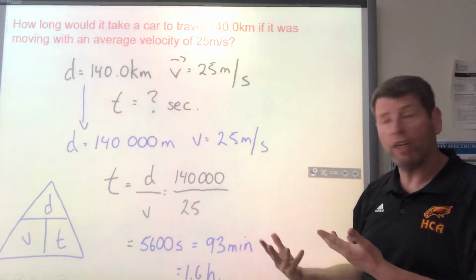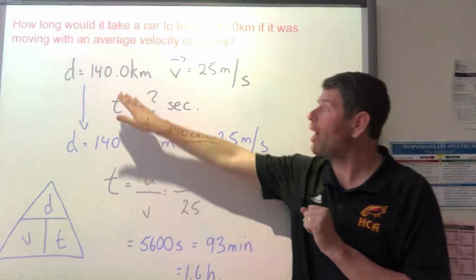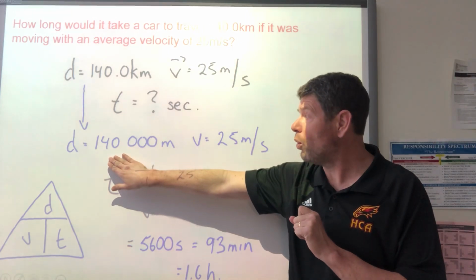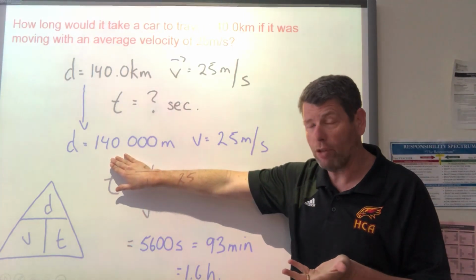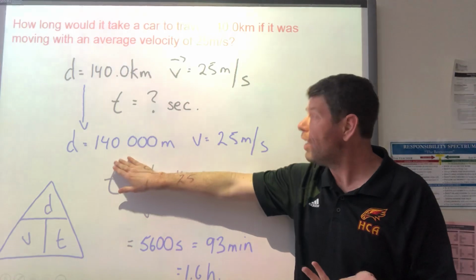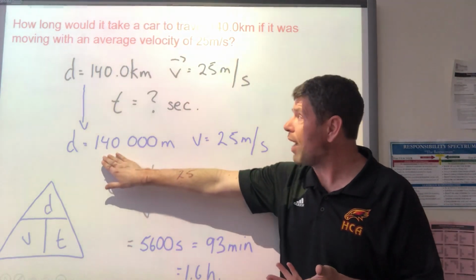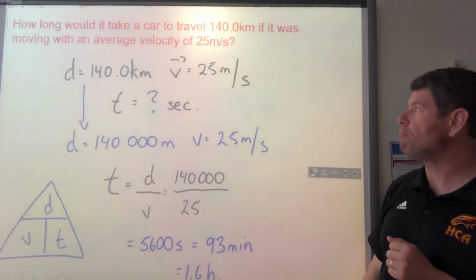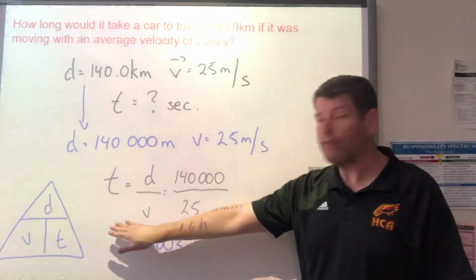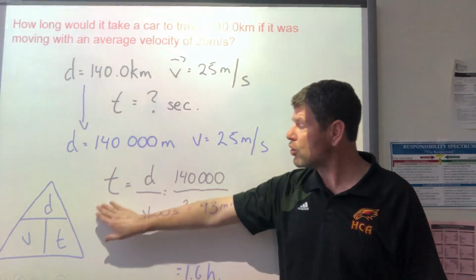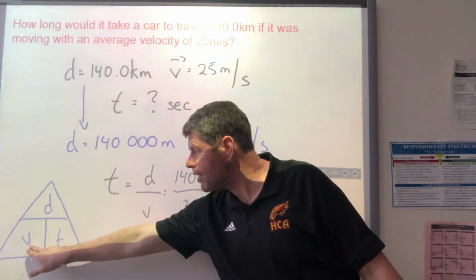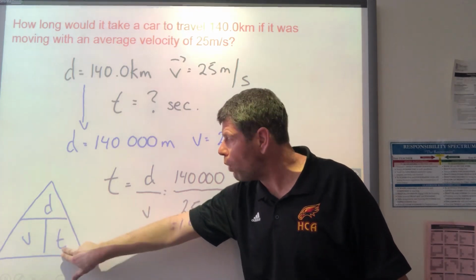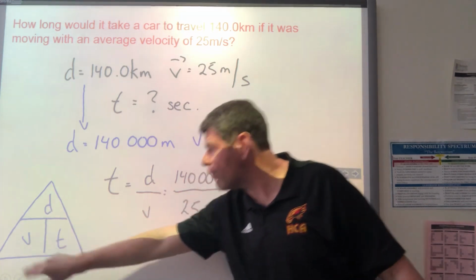So we do have to do a unit conversion, and I've decided to take my 140 kilometers and make it into meters. So there's 1,000 meters in a kilometer, so you have to remember your metric conversions. So multiplying by 1,000, we get 140,000 meters with our speed of 25 meters per second. So you have to rearrange your formula to solve for time. Remember that velocity is equal to distance over time, or speed is distance over time. So if we want time, that is the distance over the velocity.